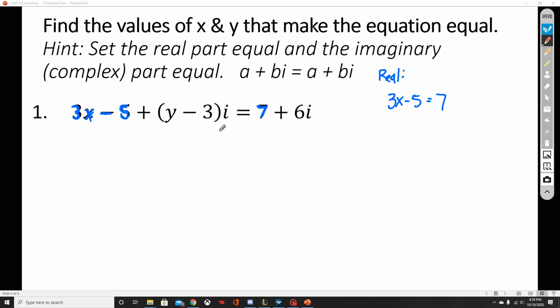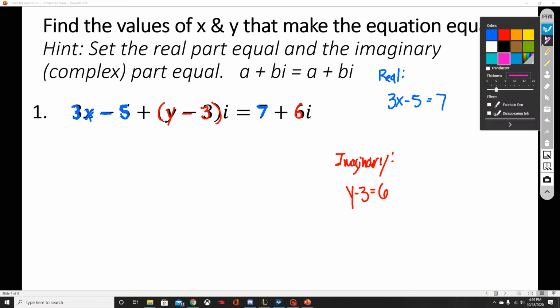What about the imaginary part? Well, the imaginary part is y minus 3. Now, I don't care about the i, I know that that's the same on both sides. But the imaginary part is y minus 3 on the left side, and it's 6 on the right side. So we have to make y minus 3 equal to 6 for these both to be equal to each other.